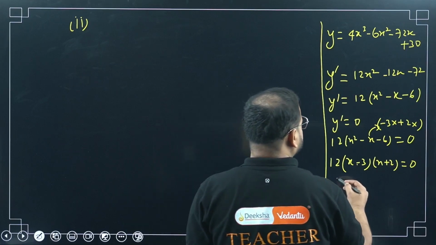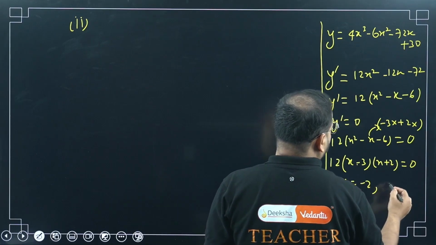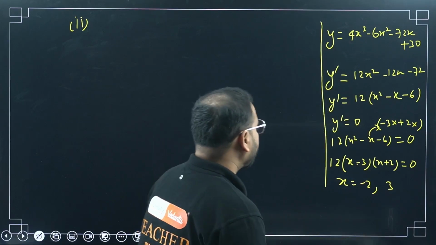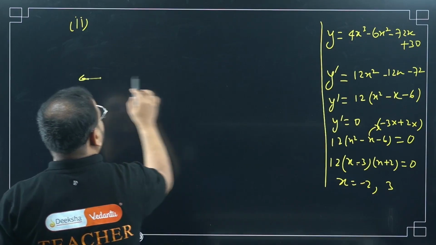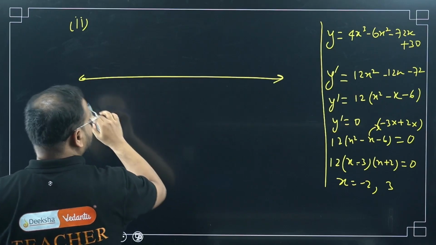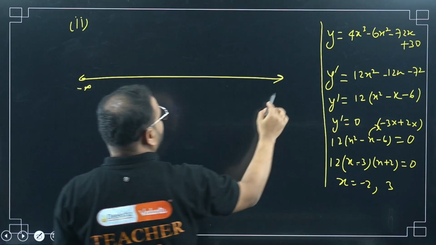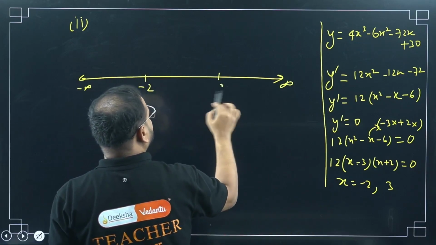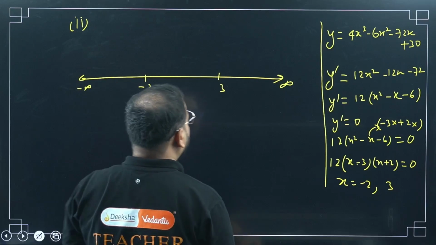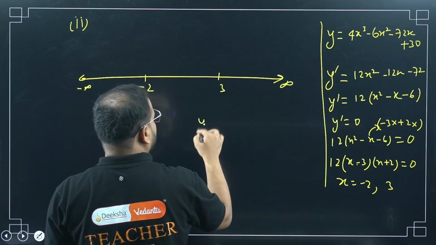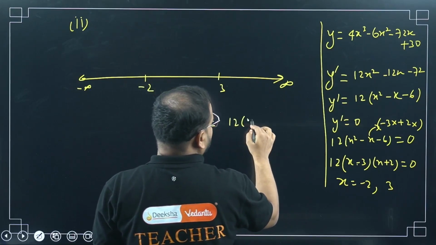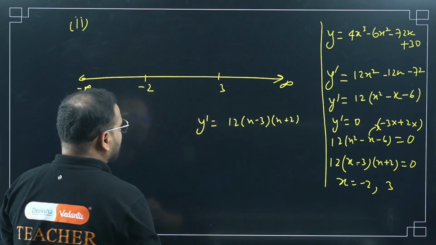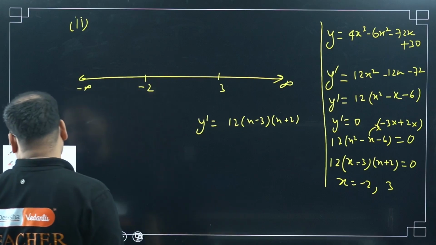What are the critical points? Minus 2 and plus 3. If we equate it, x plus 2 gives negative 2 and the other gives 3. Now what is the next step? Draw the number line, please. Starting from minus infinity to infinity, minus 2 will be over here, and this is my 3 over here. What is my derivative? Please check here. My derivative is y dash equals 12 times (x minus 3)(x plus 2). So I'll check after 3 first.